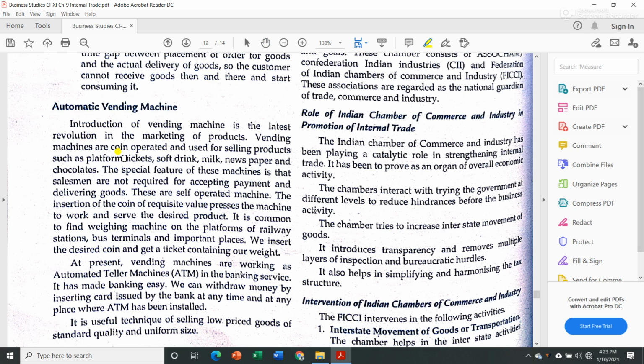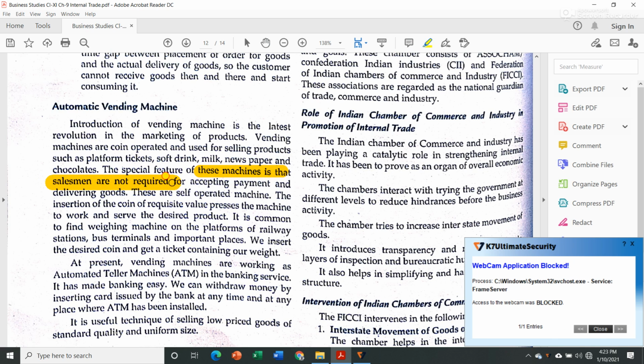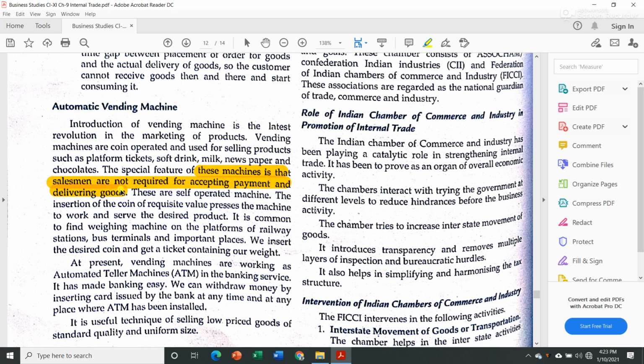Now mainly this automatic vending machine, they used to sell tickets, soft drink, milk, newspaper and chocolates. The special feature of these machines is that salesmen are not required for accepting payment as well as delivering goods. Means it is automatic. You don't need any person to sell goods or to deliver goods, or any salesman for accepting payment. It is fully automated. These are self-operated machines. The insertion of the coin of requisite value presses the machine to work and serve the desired product.